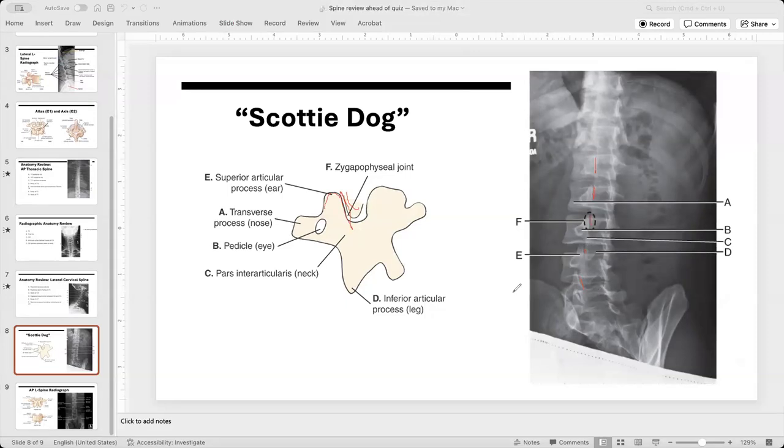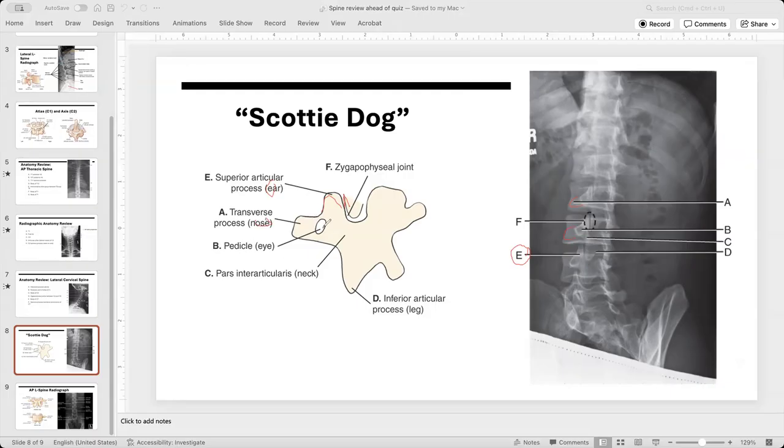Now, the Scotty dog looks, to some people, like a bunny. To some people, it looks like a dog. But basically, the gist is that the ear, which looks kind of like the ear of the dog, is going to be the superior articular process. And that would be labeled as E over here. F is the joint itself. It's trying to show you. A would be the nose or the transverse process. It's coming out here, and it labels it here for you.